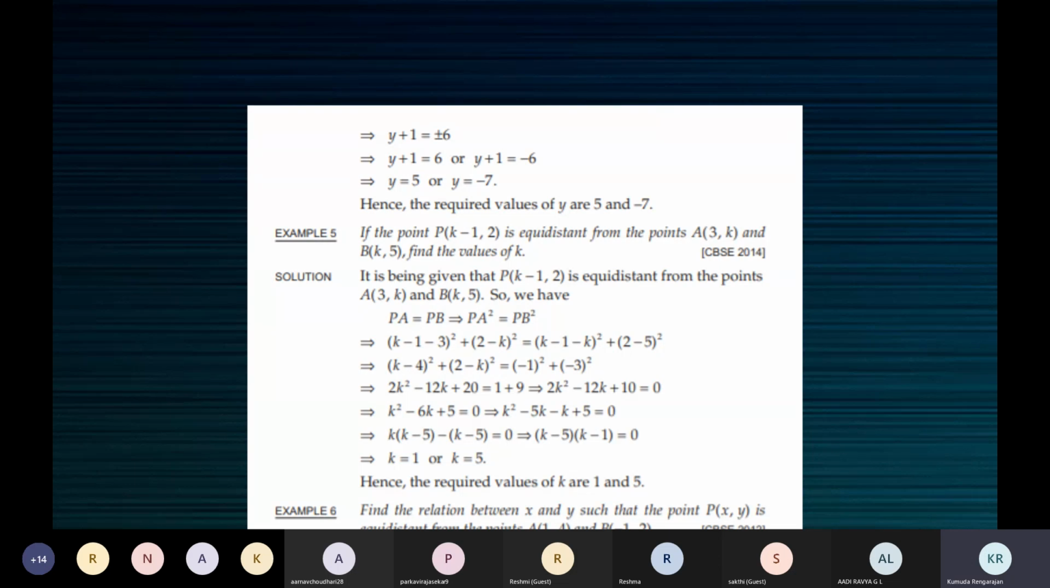Children, is it clear? Yes, ma'am. Yeah, children, see, you can also expand that. Y plus 1 the whole square, you can expand. You will get a quadratic equation in Y. You split the middle term and find the two values of Y, 5 and minus 7. It's not that you should work it as y plus 1 the whole square is equal to 36. This is fine. The other method is also fine. Just a minute, children.